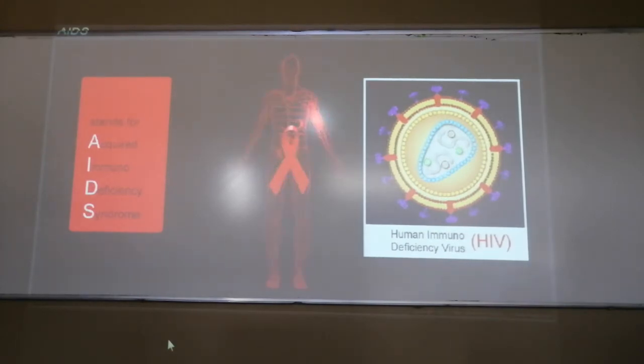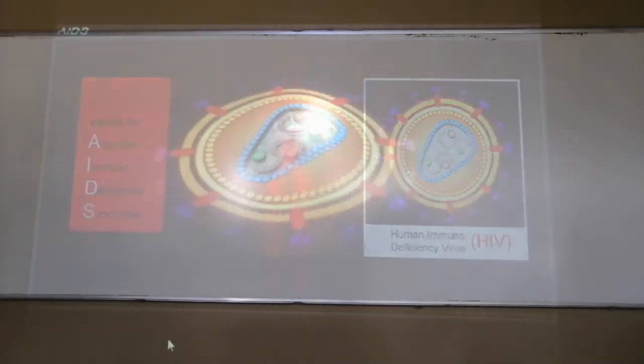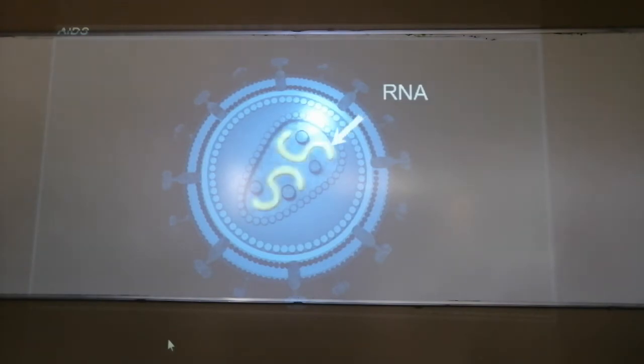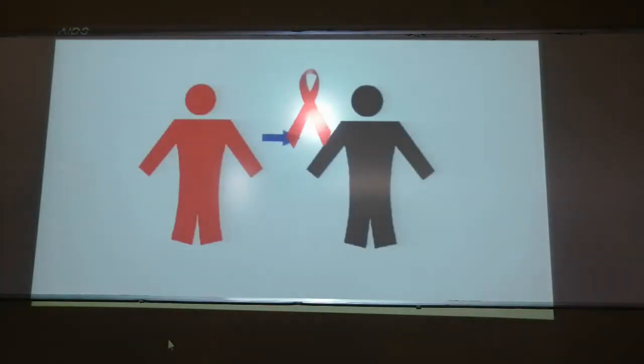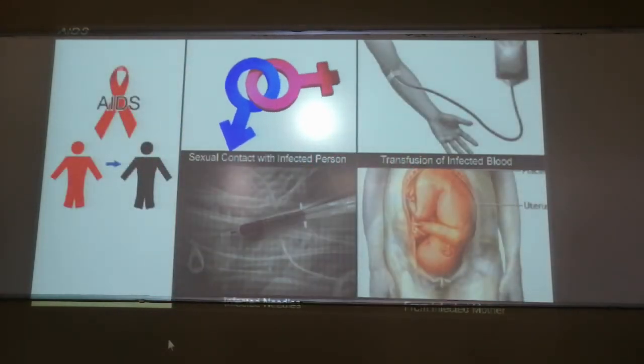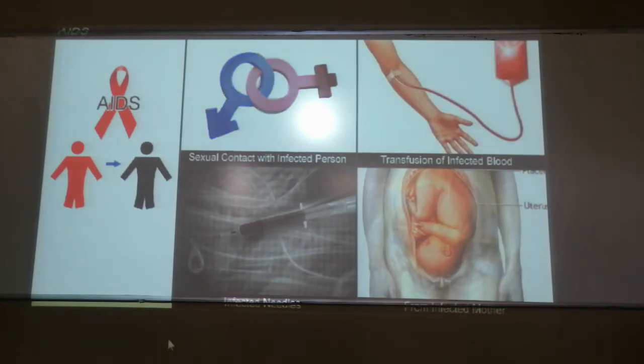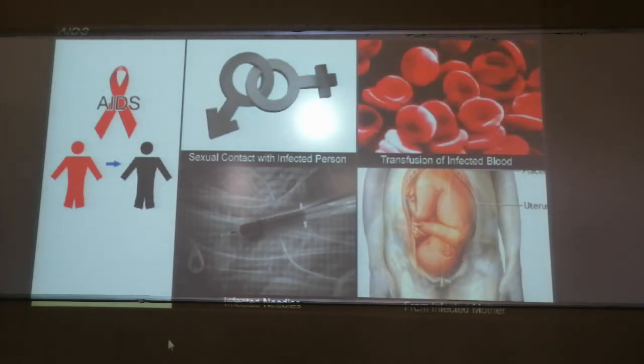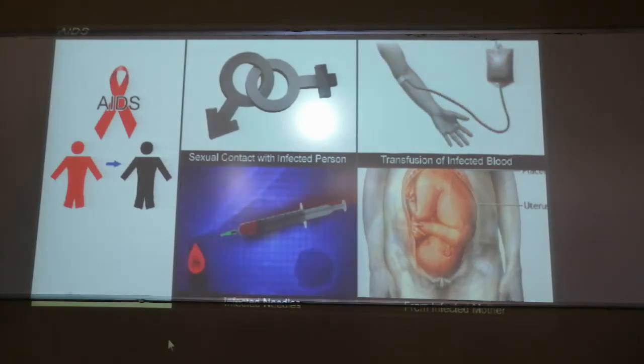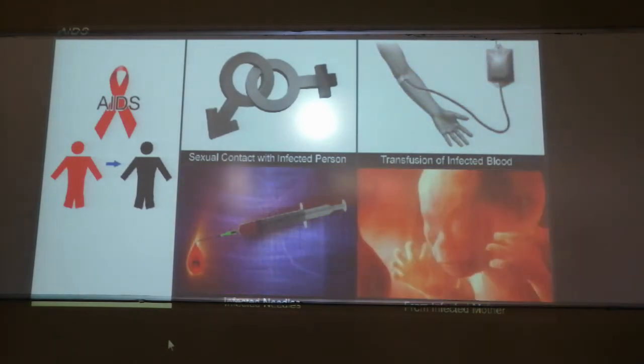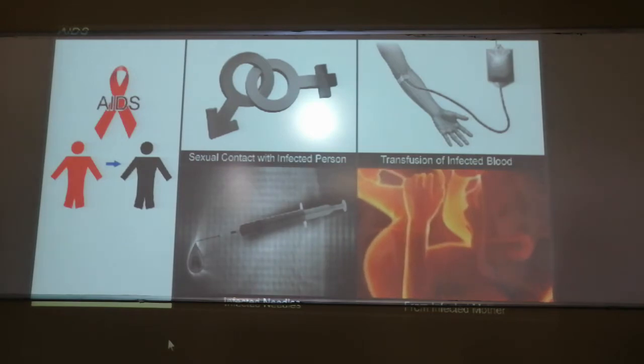Now this AIDS is caused by a virus called the human immunodeficiency virus, HIV. You can see the HIV structure over here. It has genetic material of RNA. This virus can infect from one person to another through sexual contact with an infected person, through transfusion of infected blood, through infected needles, and also from the mother to the fetus through the placenta.